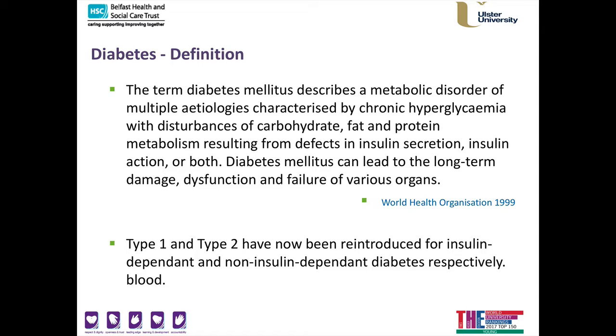When we look at the World Health Organization definition, diabetes is described as a metabolic disorder of multiple etiologies, characterized by chronic hyperglycemia with disturbances of carbohydrate, fat, and protein metabolism resulting from defects in insulin secretion, insulin action, or a combination of both. This can lead to long-term damage, dysfunction, and failure of multiple organs. Again, insulin-dependent and non-insulin-dependent diabetic terminology has been replaced by type 1 and type 2.